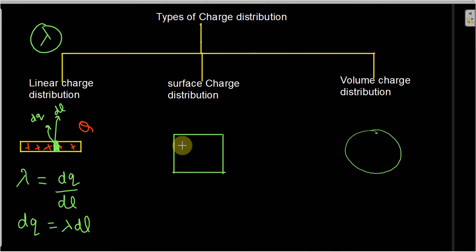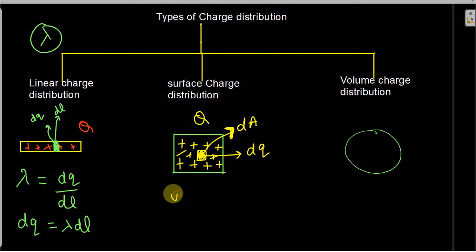So let us consider one surface, that is a square, and give some positive charge to this square. Let us consider the total charge on the square is q. Now consider a very small portion of this square. Everywhere positive charge is there, and let the area of that small portion of the square be dA. We took a small surface area, and the charge on that is dq.